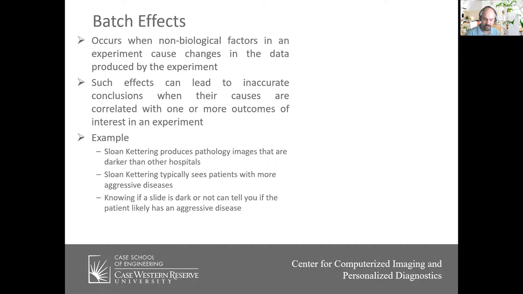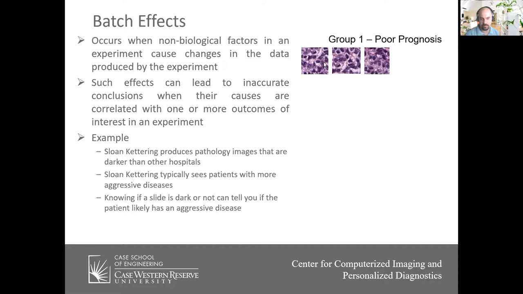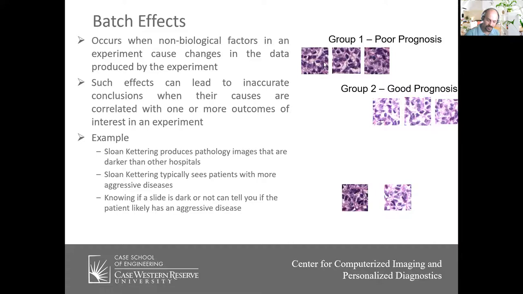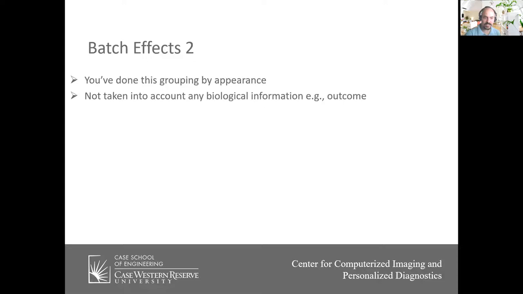So to more concretely illustrate this, let's say we have group one. This is a poor prognosis group. We have group two. This is a better prognosis group. And I try and ask you to assign these to individual categories. You'll probably say, I'll put this one with this one and this one with this one. Now, what's interesting there is that I know that you've not taken any biological factors into account, because these images are exactly the same, except these are rotated 90 degrees so that you don't visually pick up on that little trick. So how have you done that grouping? Again, you've done it basically by appearance and not taking into any of the underlying biological information.